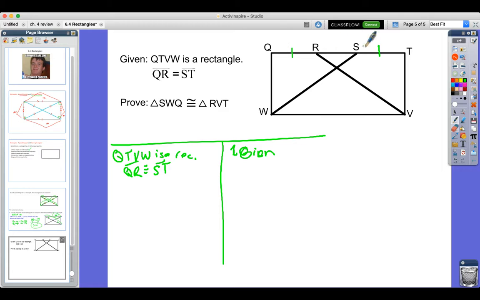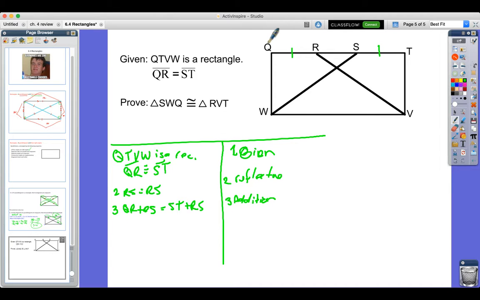All right, so we have a side, sort of. We have this part right here. Look at this right here, RS. So we're going to say RS equals RS. Okay, that's the reflexive property because it's the same thing. So we got the reflexive property right here. So what we're going to do is add that to both sides. We're going to say QR plus RS should equal ST plus RS. That's just the addition property.